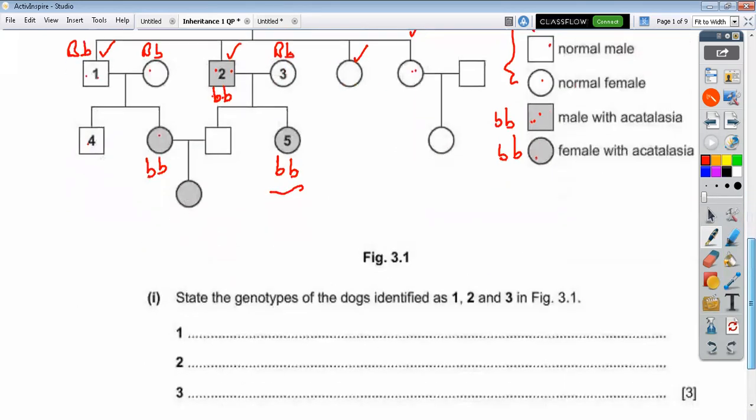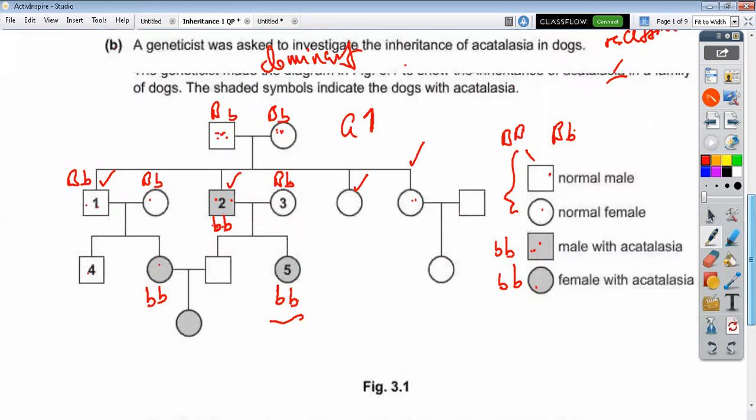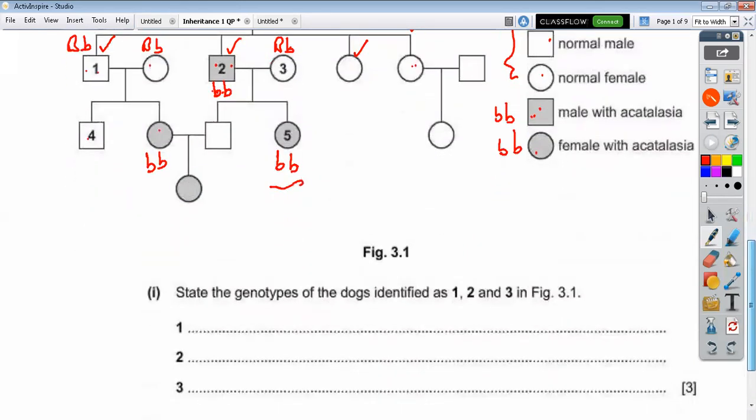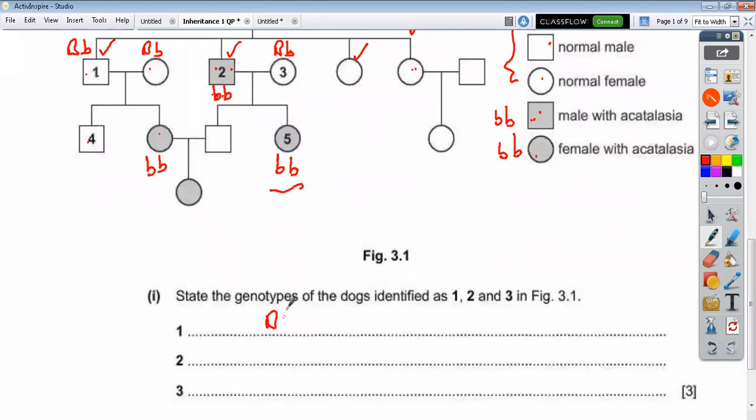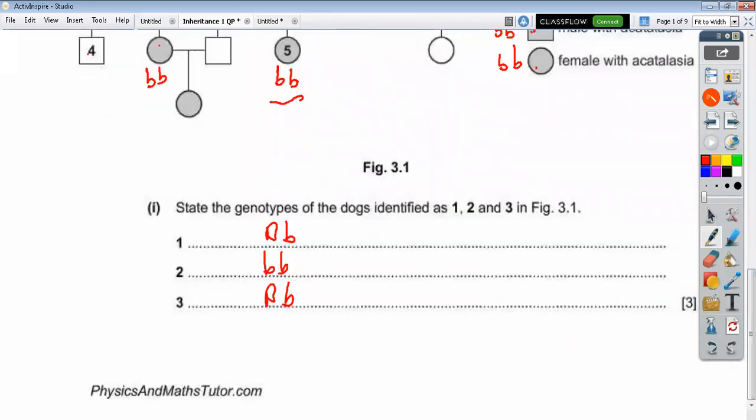Now, let's go to this. They're saying now state the genotypes of the dogs identified as 1, 2, and 3. We've done that. So heterozygous, number 2 here, BB, number 3. Are we together? Is that clear so far? Mike, you're quiet. You're getting it.